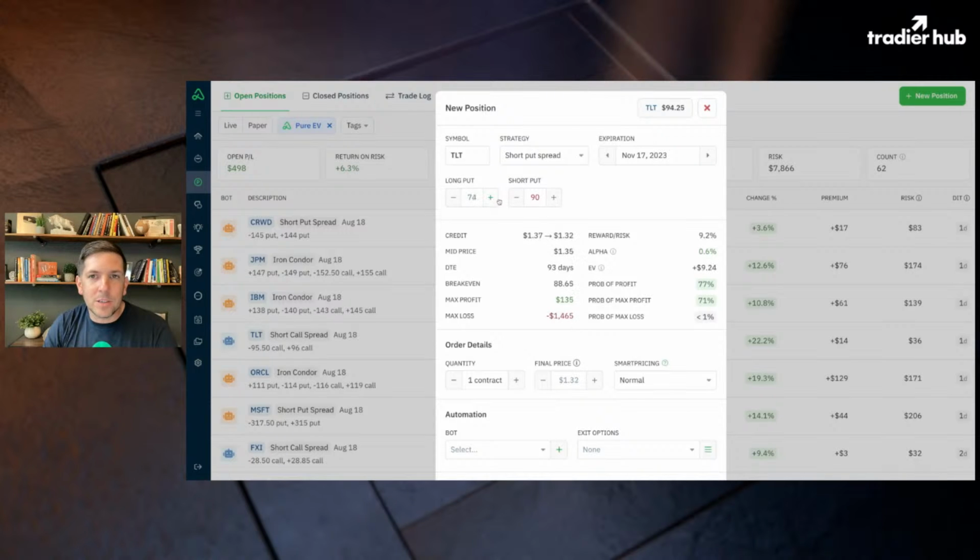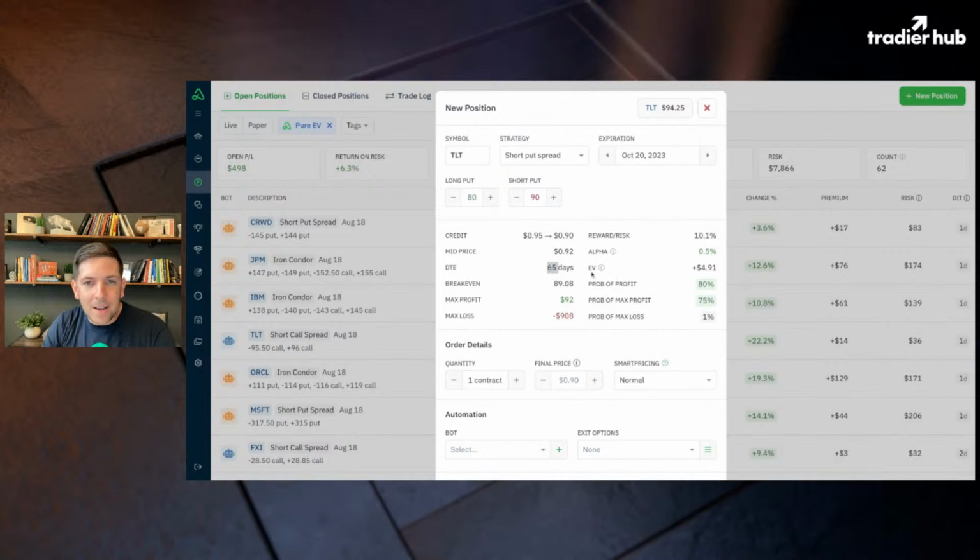So let me go here. This one's November. We'll go to the November. We'll just tighten this up just a little bit. And you can see this is still a positive expected value trade out in November. It's 93 days out, so maybe that's too far. We back it into October.